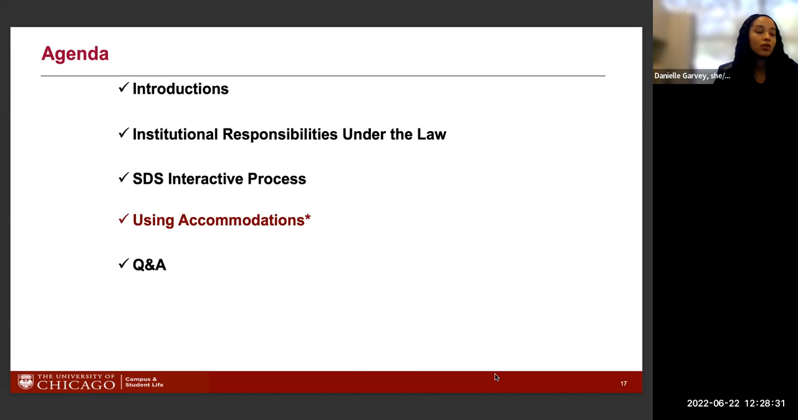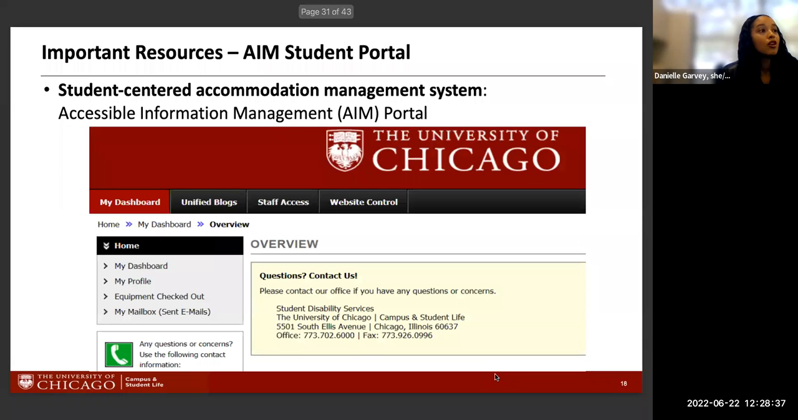So next up, I'll give an overview of using accommodations at UChicago. Our students with accommodations use our AIM portal, and this link is available on our website. They use this system to electronically notify their professors of their accommodations. This will then notify the professor, and students will typically then have a conversation with their professors to discuss how to use the accommodations in that class.